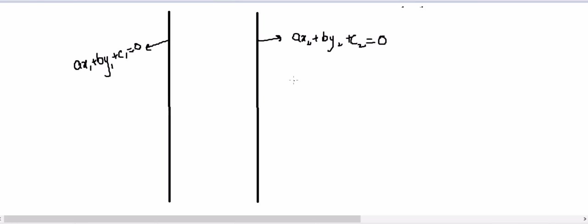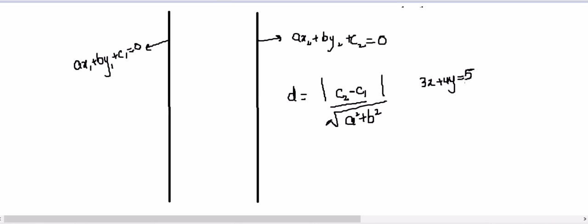So there is a direct formula which says d is equal to c2 minus c1 divided by root a squared plus b squared. So this is the formula. Say for example, let me do one question. It's given as the distance between the lines 3x plus 4y equals 5, 3x plus 4y equals minus 7.